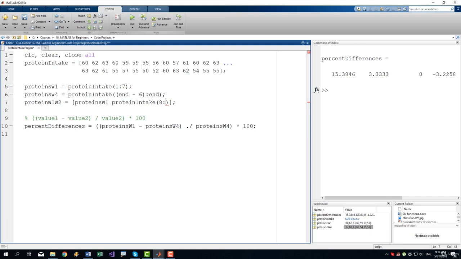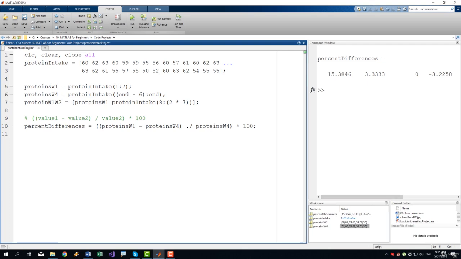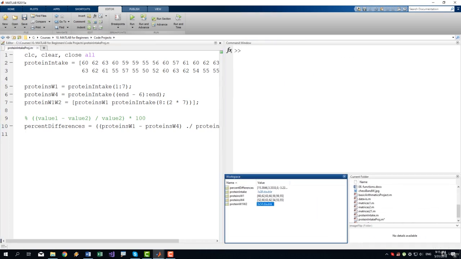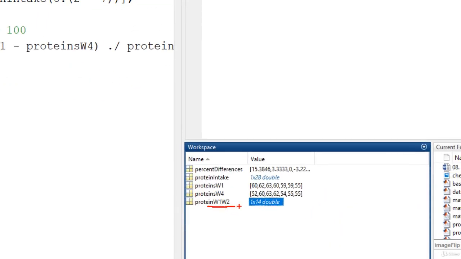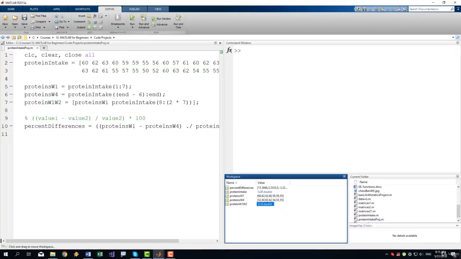Now we know that we have 7 days in a week, and we know that we are working on the second week. The second week multiplied by the days in the weeks, 2 times 7, will give us 14. So if we want the second week, the Sunday or the last day of the second week, we have to do 2 times 7, like this. And if we run it, we should get 14 elements in that vector, and we do. There we have it. Protein week 1, week 2, 1 by 14.